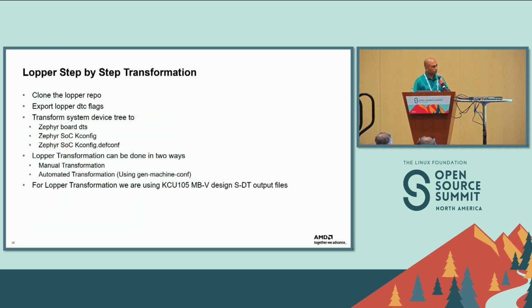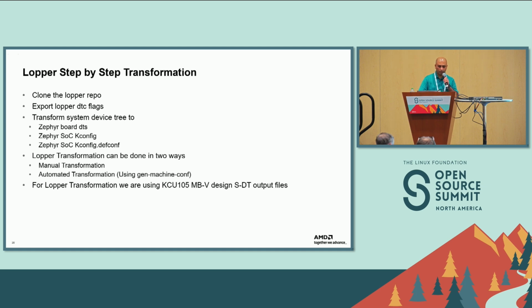So we have cloned the repositories. We have the XSA file and the system device tree file. Now we will walk through how we convert the system device tree file to operating-system-specific device tree files using Lopper. The first thing is you need to clone Lopper and export the device tree compiler flags.